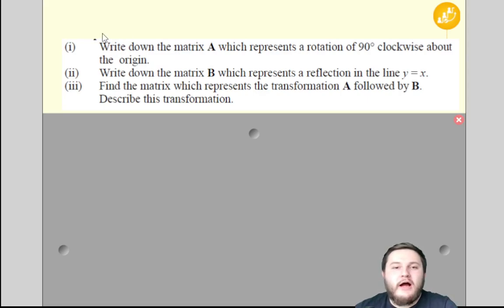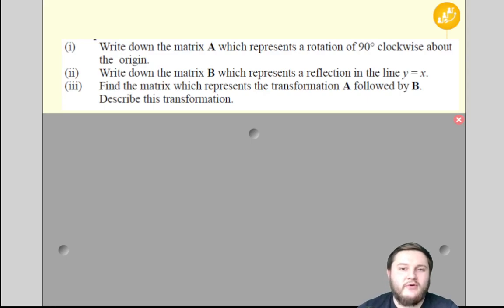So what I want you to have a go at then is I want you to pause this video and have a go at this question here. Write down the matrix A, which represents a rotation 90 degrees clockwise about the origin. Write down matrix B, which represents a reflection in the line y equals x. Find the matrix which represents the transformation A followed by B, and describe this transformation.